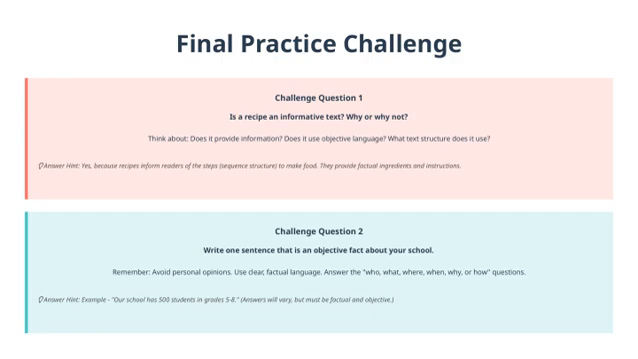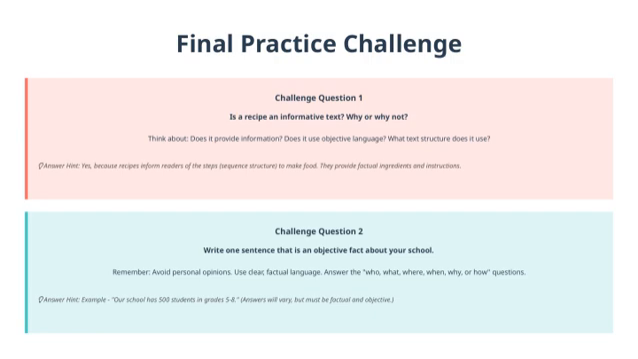Remember, the key point here is that recipes do inform readers about the steps needed to make food. They use a sequence structure to guide you through each part of the process and provide factual ingredients and instructions. So yes, recipes are a type of informative text because they give clear, factual information to help you accomplish a task.